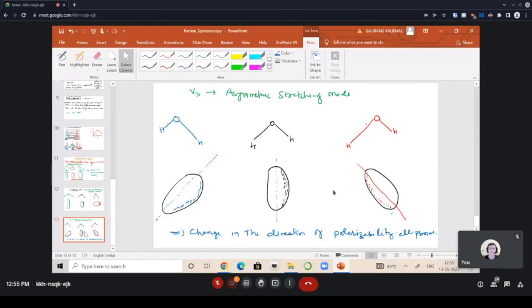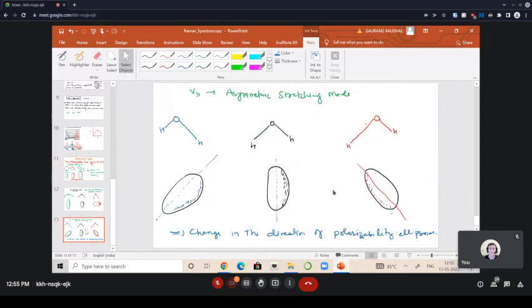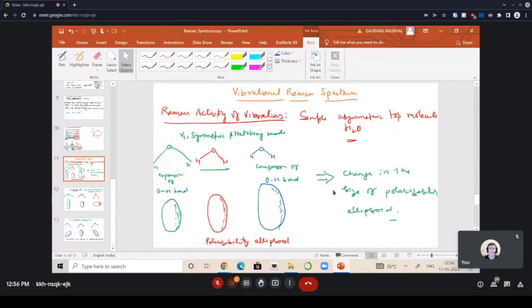Okay, so this is a simple symmetric top type of molecule. What happened to the other types of molecules? Is there any question? Yes, sir. Sir, can you please repeat the first one? Which one? Before stretching. This one.